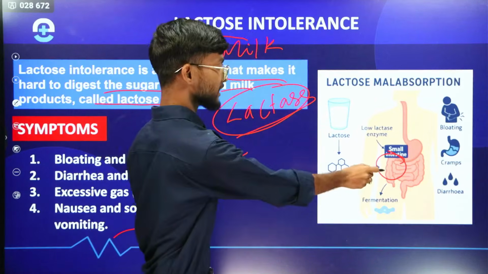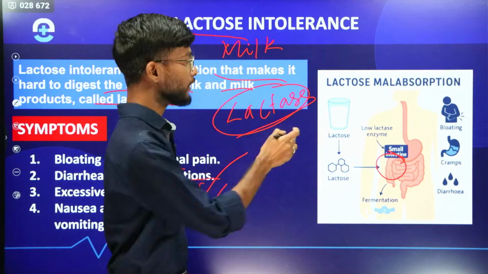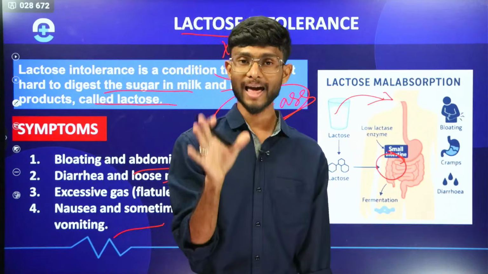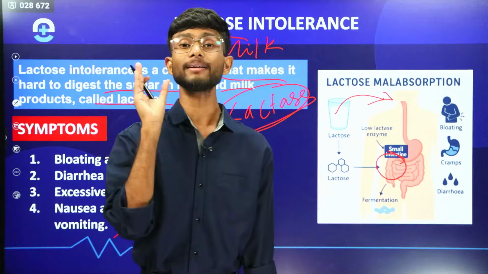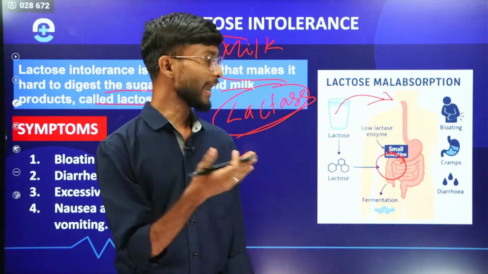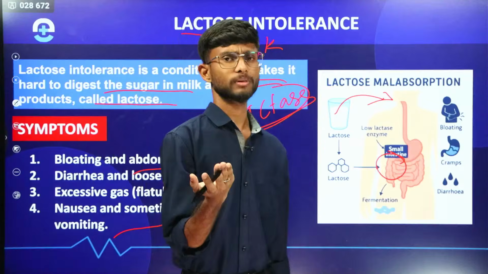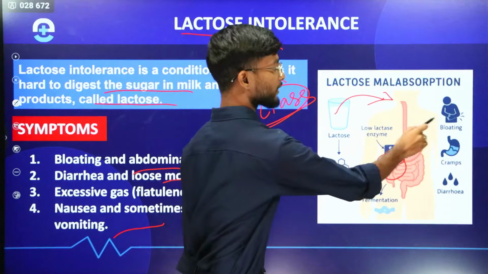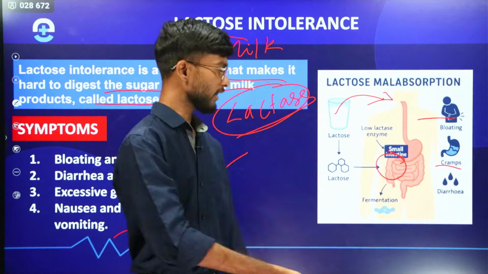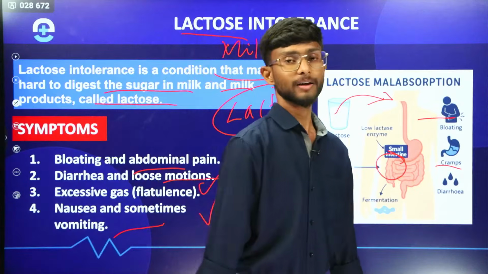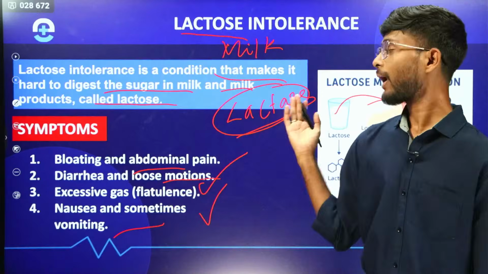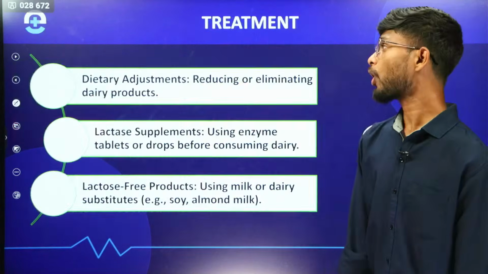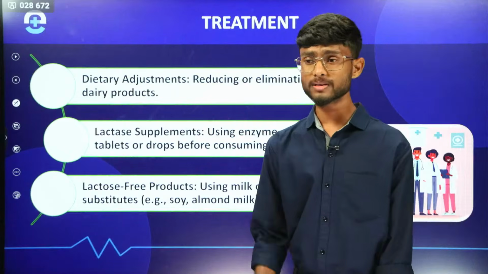So you can see here the structure. In the small intestine you have lactase. When you take milk, if the lactase enzyme is lacking in an individual, they shouldn't take lactose or milk products. Then bloating will occur, cramps, diarrhea, everything you can see here. These all are the symptoms you can identify in lactose intolerance.